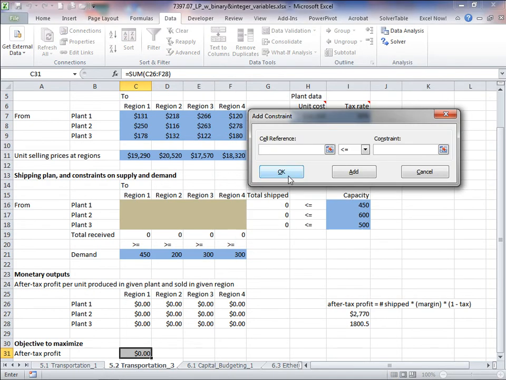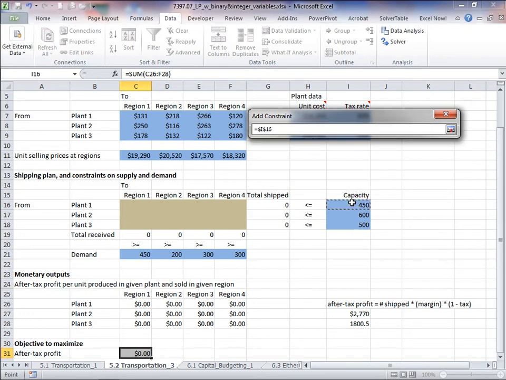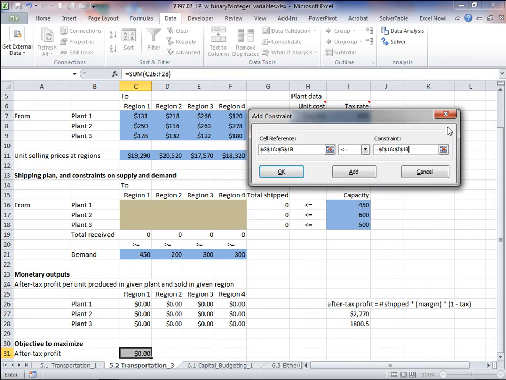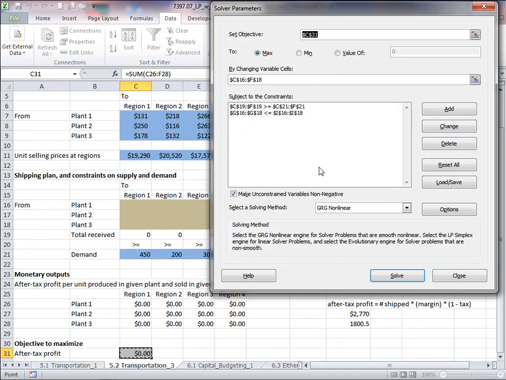And I'm going to do it subject to the constraints that the total shipped have to be less than or equal to the capacity, and the total received have to be greater than or equal to the demand. Do I have any other constraints that I need to be aware of? Just our standard non-negativity constraints, of course. Right. And so I can solve this using the simplex LP method.